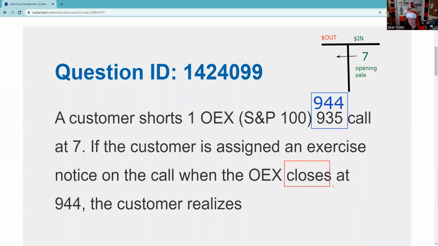Now, when we go to look at Brian's question, it doesn't ask you about netting or anything. It just says, what are you going to receive? Here it says the customer realizes. So closes and realizes. Realizes means, what is the net difference between these two? And so the net difference here is the difference between 7 and 9. So we have a 2-point loss, or $200. They won't give you both the choice of 2 points or $200. So the answer here is the customer realizes a 2-point or $200 loss.